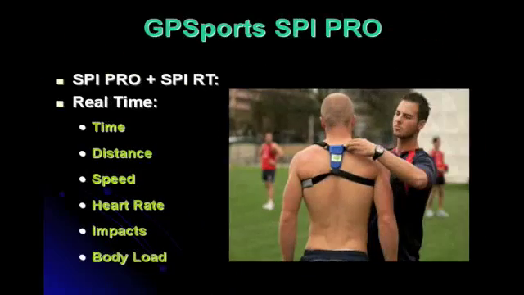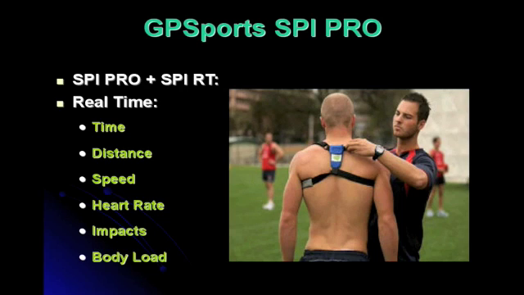Now, this sort of technology can measure and supply in real time the following key variables. As mentioned before, we can measure time, distance accurately, speed, and heart rate. On top of that, what we're also able to offer is impacts. Particularly in contact team sports, we can now measure the G-force when one athlete runs into another athlete.